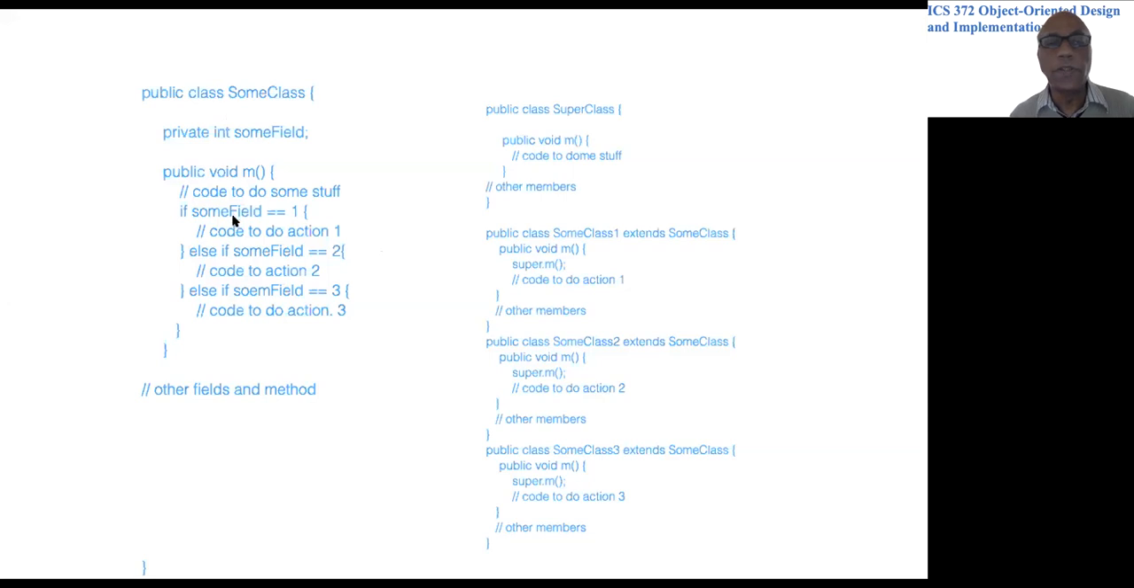What we then do is create a superclass. I'm calling it superclass. This method m goes into the superclass, and we put the common code here. And we have other members that are not quite important in this context. Then for each of these legs of the conditionals, we are going to have one class, public class Sum class 1 extends Sum class. That is for this leg of the conditional. Then for the second leg, we have a second class. And for the third leg, we have a third class. And in each of these, we override m. So there is a version of m in Sum class 1, Sum class 2, and Sum class 3.